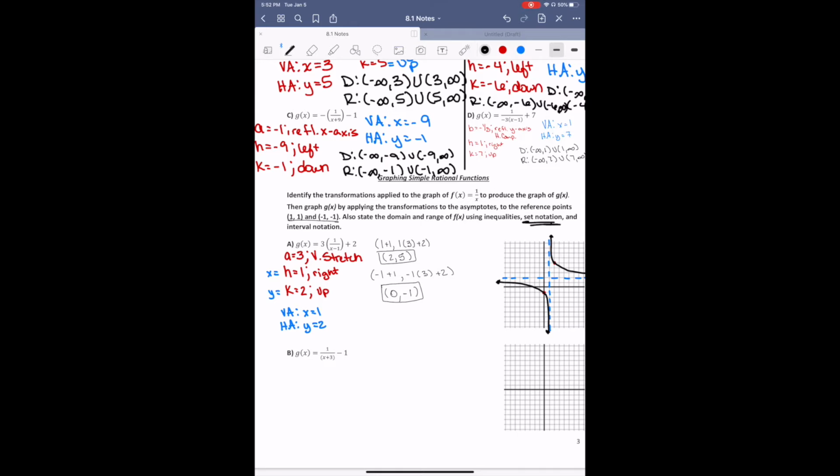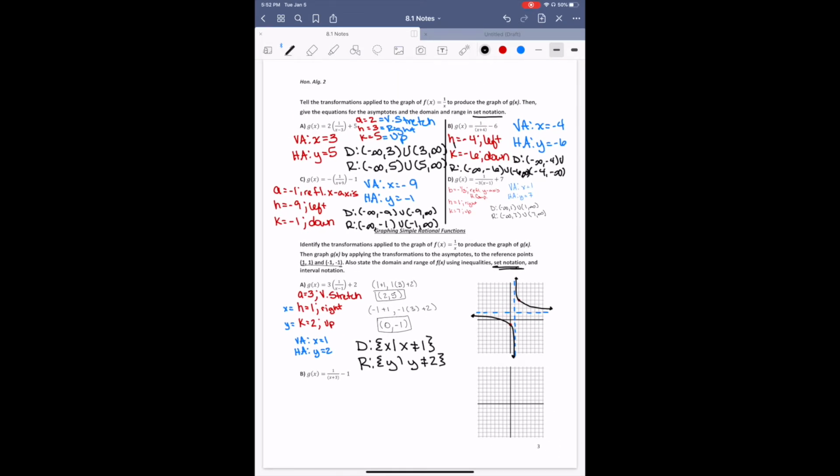Okay, now domain in set notation. Let's stick to set notation. So my domain, curly bracket, defining for x, we know that x cannot be 1. Look at how much simpler it is to write our domain in set notation as opposed to interval notation. Makes it a little bit easier. For the range, we define for y that y cannot be equal to 2. And there you go. That's all there is to graphing rational functions.